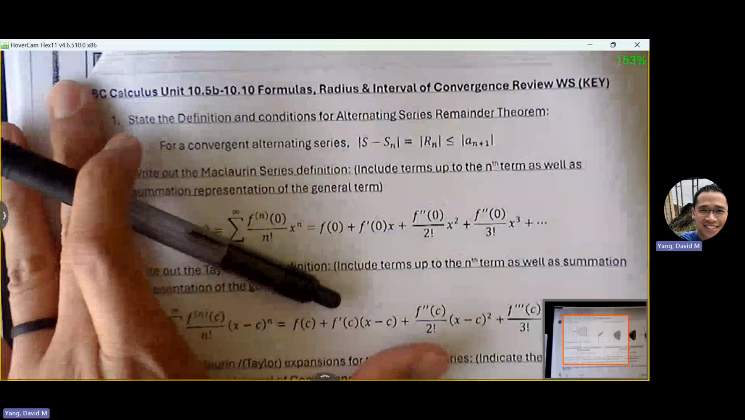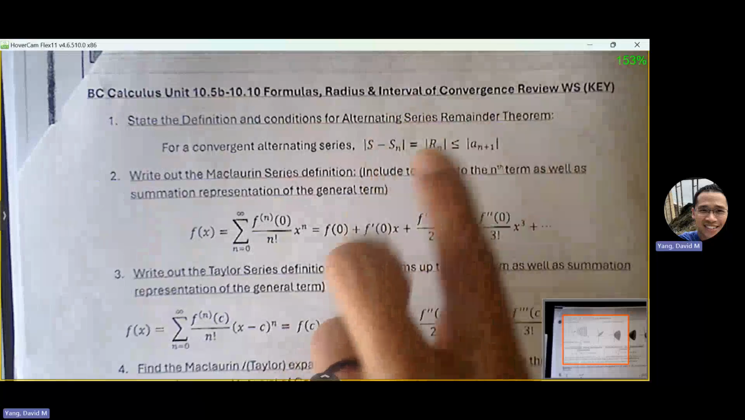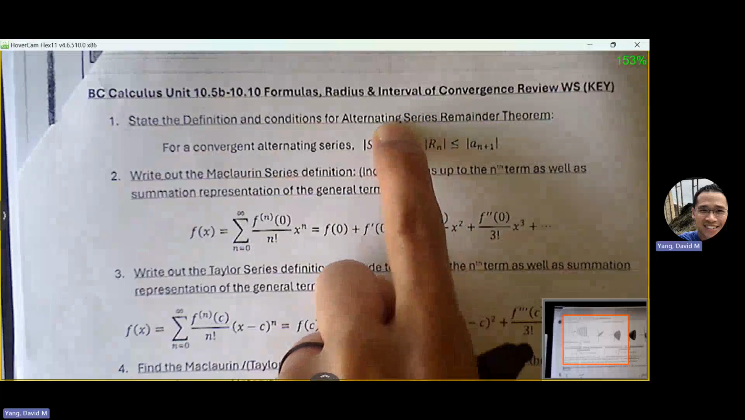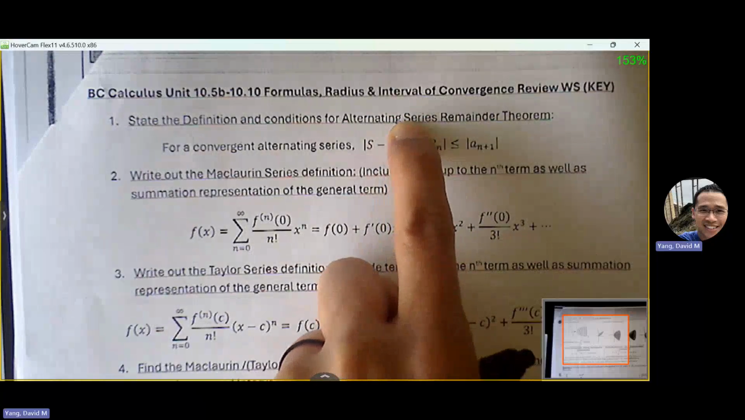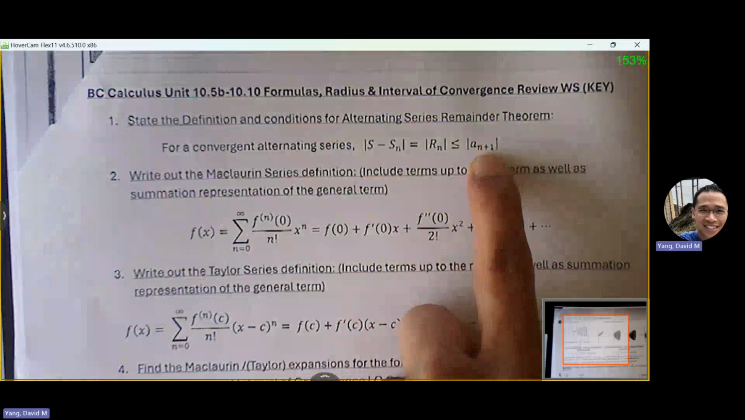So first is the alternating series remainder theorem. We talked about how if we want to find out if it's an alternating series and if the series is converging, then we know that we can figure out how accurate our partial sum is by looking at the first unused term.